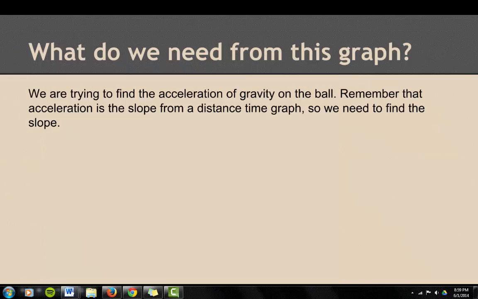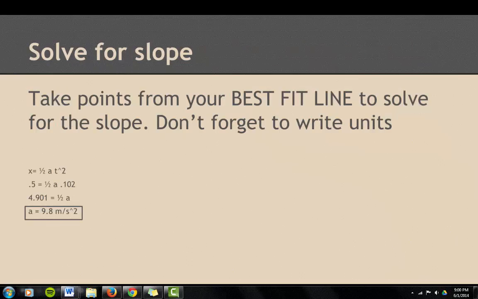So next, what do we need from this graph? We're trying to find the acceleration of gravity on the ball. Remember that acceleration is the slope from a distance time graph, so we need to find the slope of the line. So now all you have to do is solve for the slope.